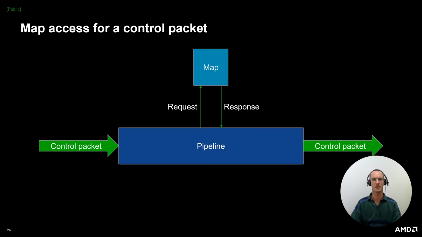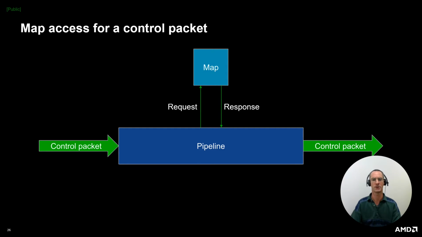We'll do the same thing when accessing the map from the net driver. The net driver sends a control packet to the pipeline containing a request to be sent to the map. A control packet is just like a network packet, but it's marked to indicate that it should be handled specially. The pipeline sends the request to the map, receives the response, and puts it into the packet. The control packet containing the response is then sent back to the host to be processed by the net driver.